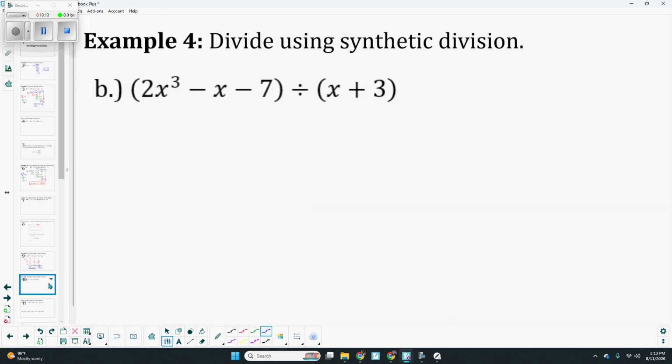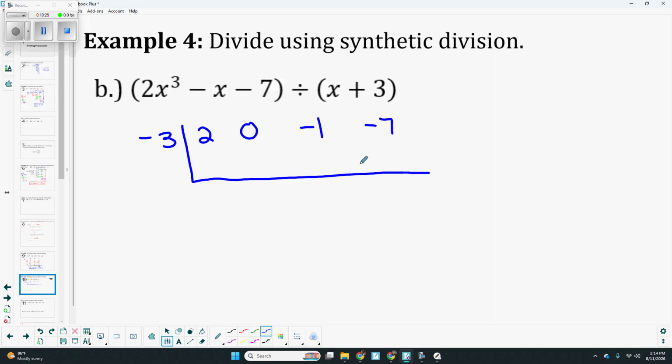Let's do another one together. So if I'm dividing by x plus 3, negative 3 is going to go on the outside. I have 2x cubed. I don't have an x squared, so I'm going to put a 0 there. Negative 1 for x, and then minus 7. So remember, bring down to start, and then we multiply.